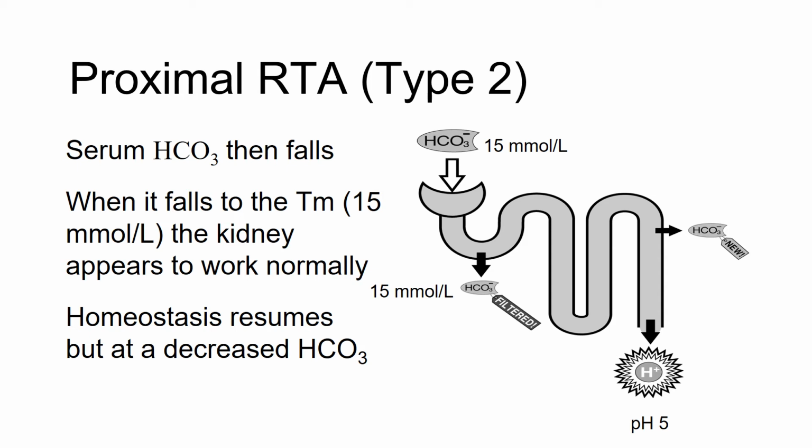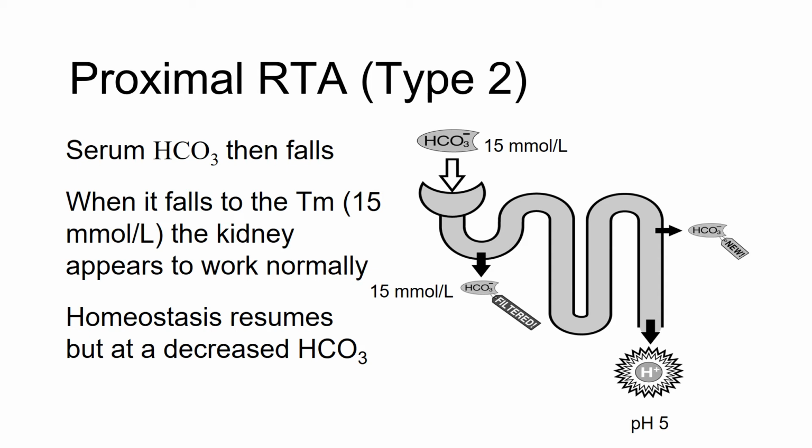At 15 millimoles, the 15 going into the proximal tubule is going to be all reclaimed, right? Because the proximal tubule can reclaim up to 15 now. The bicarbonate delivery to the distal tubule is going to go down. The distal tubule is functioning fine and is going to be able to synthesize any hydrogen that needs to go out and reclaim any bicarbonate, and the urine pH will be back down to 5.